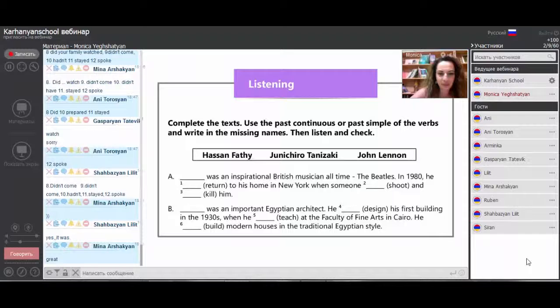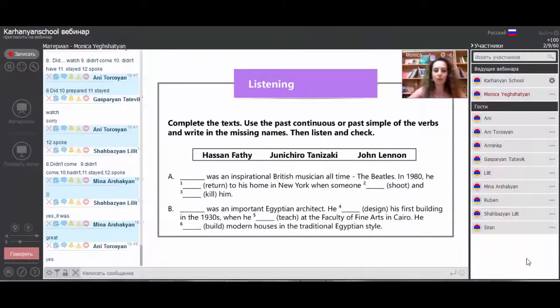Okay, now I want you to write the correct form of the verbs in the brackets. Instead of 1, 2, 3, we're just going to write the verbs in the correct form. Then, in front of A, B, and there is also C, we're just going to guess who these people are.